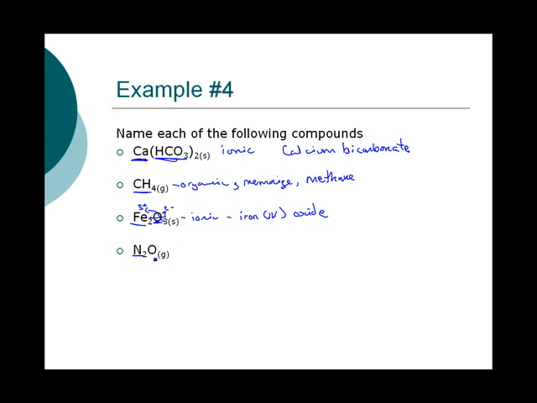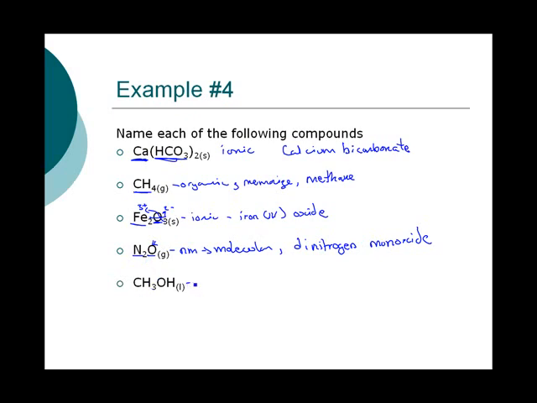Here we have nitrogen, oxygen. Here we have nonmetals, so it's molecular. So we need to use our prefixes. And so it's going to be dinitrogen monoxide. Remember that the second element always has a prefix for our molecular compounds.